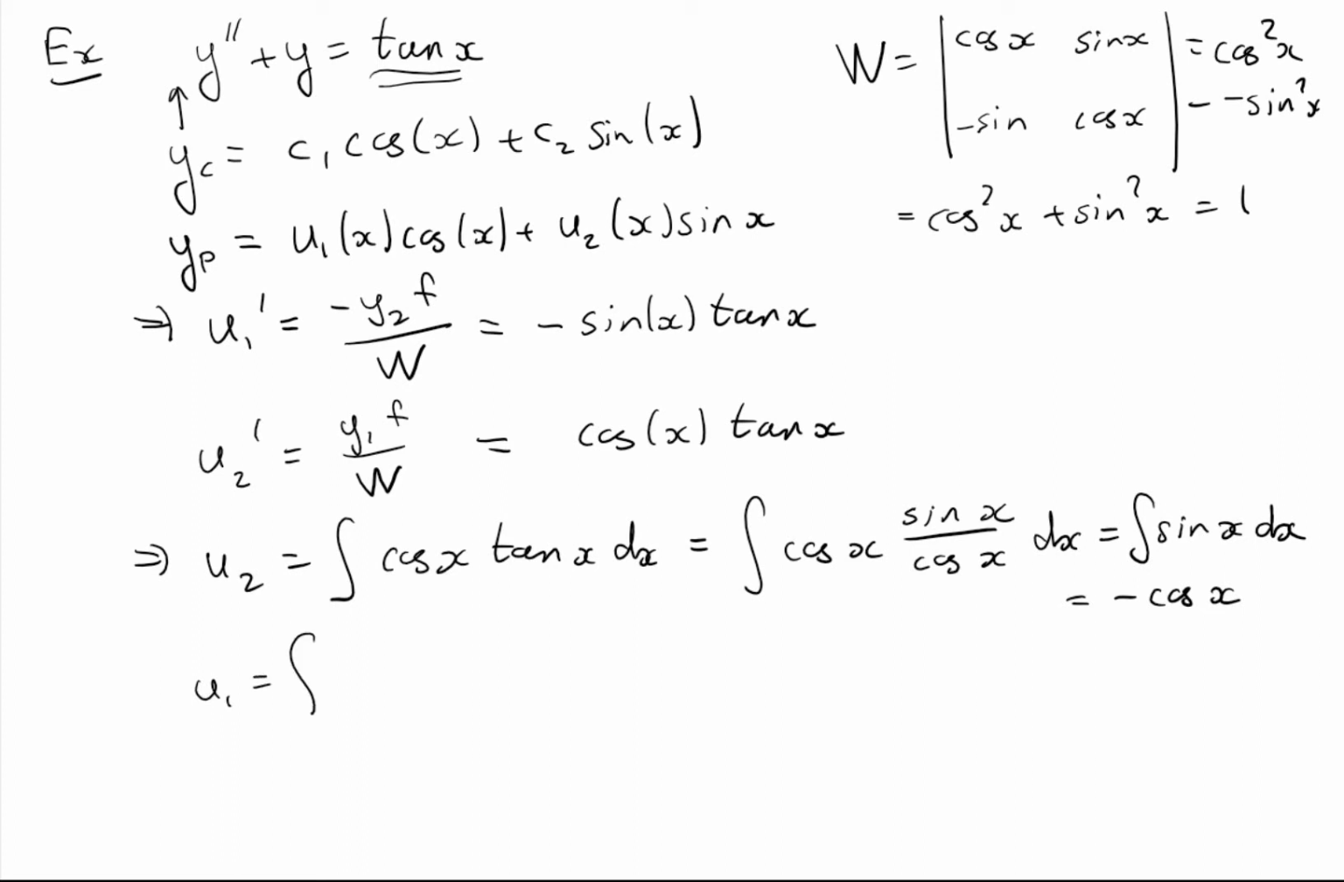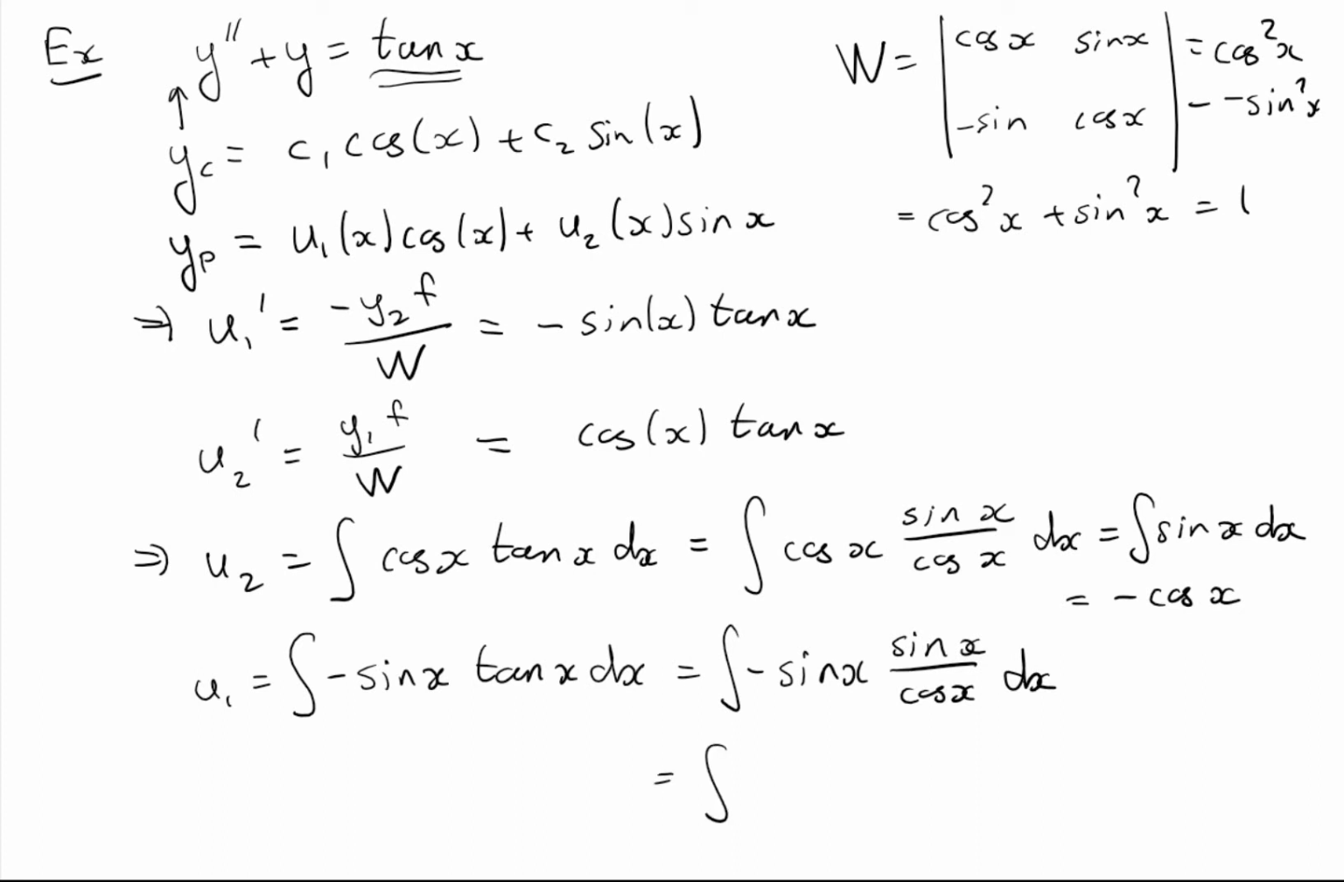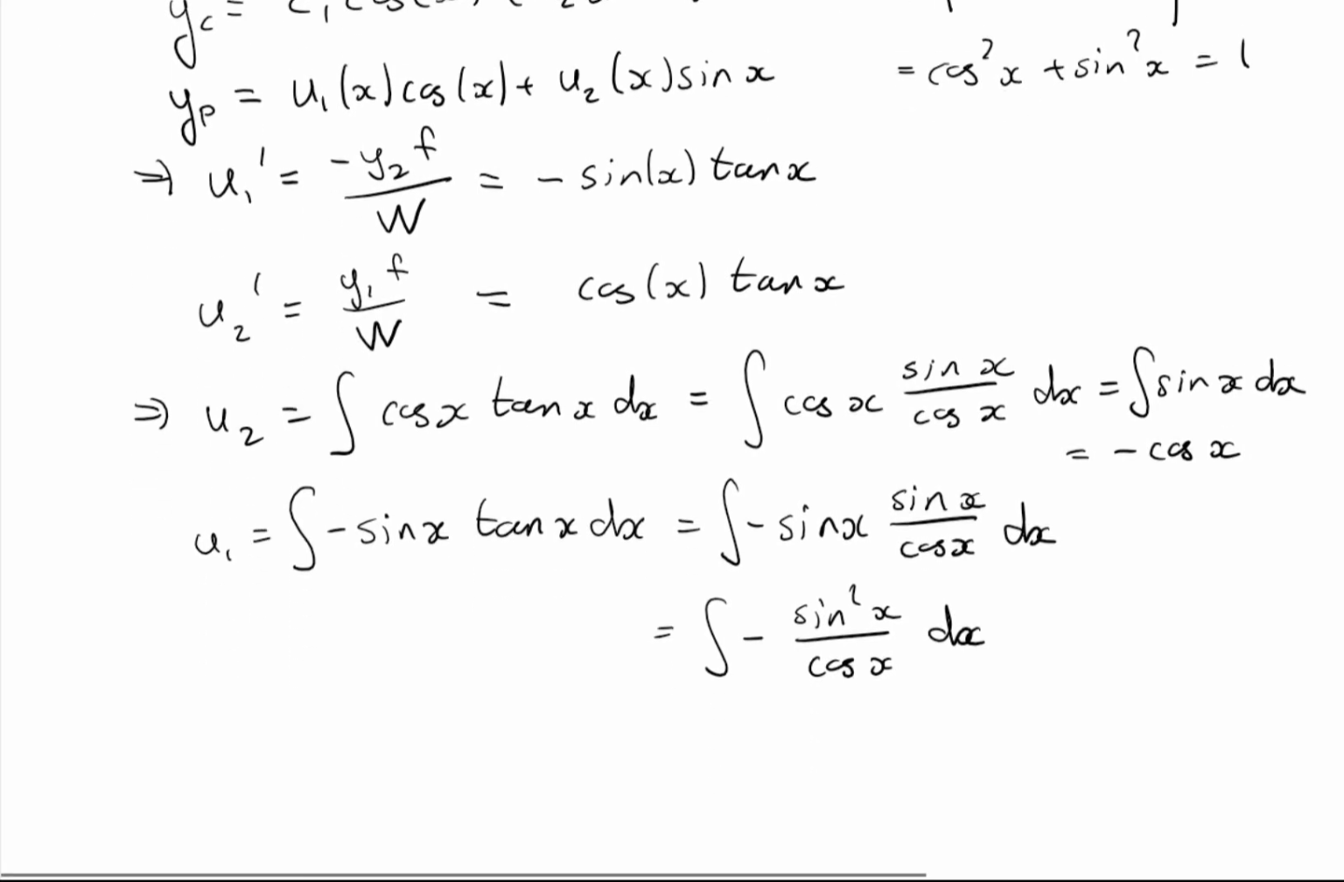u1 is going to be the antiderivative of minus sine x tan x dx. That is the antiderivative of minus sine x times sine x over cos x. That is the integral of minus sine squared x over cos x dx. So this one looks a bit more complicated. How do I do that? So this will happen to you a lot. You'll have to do an integral, and you may have to go away and do a bit of side research or remember all your integration techniques to see what we can do. So let's look at this one.